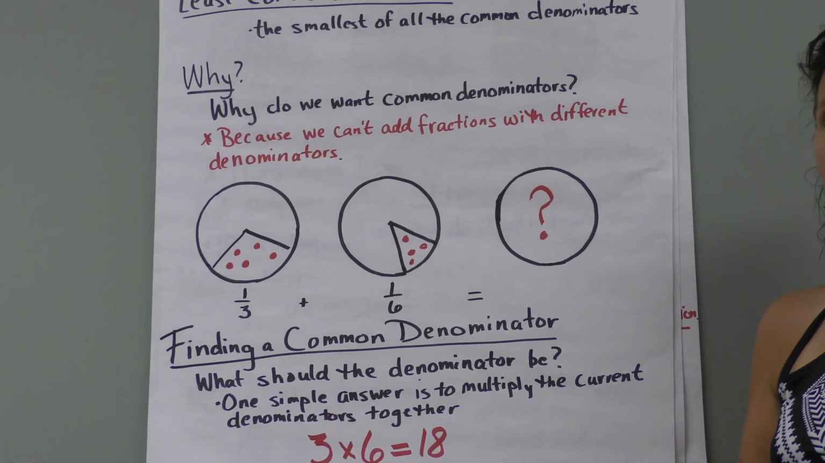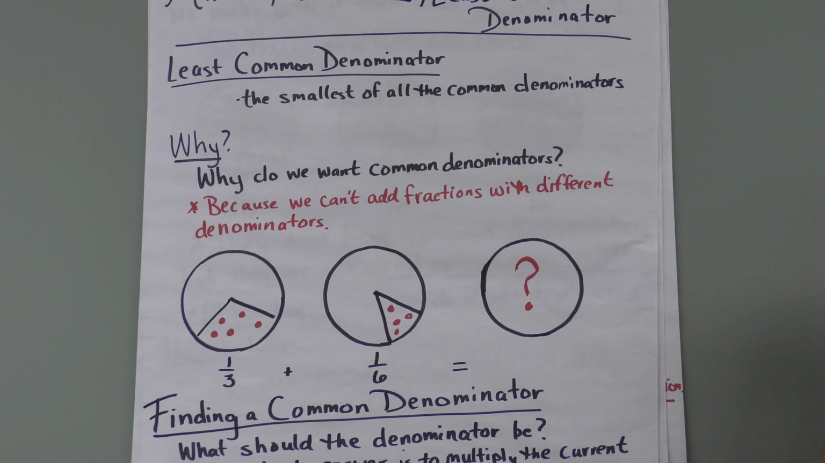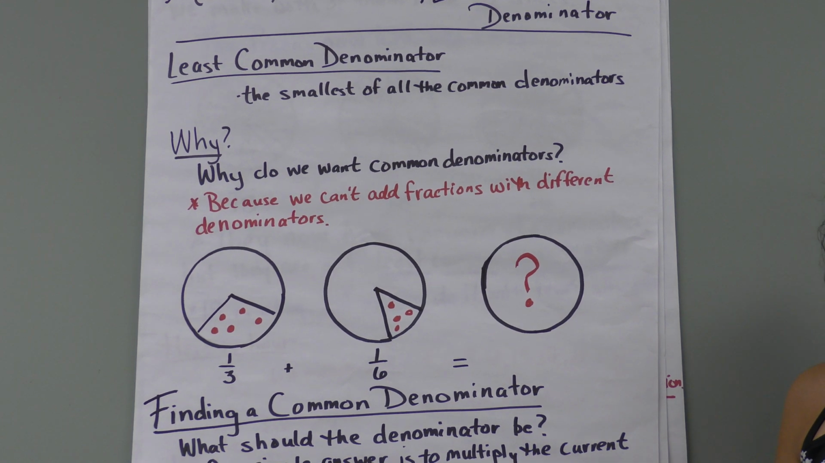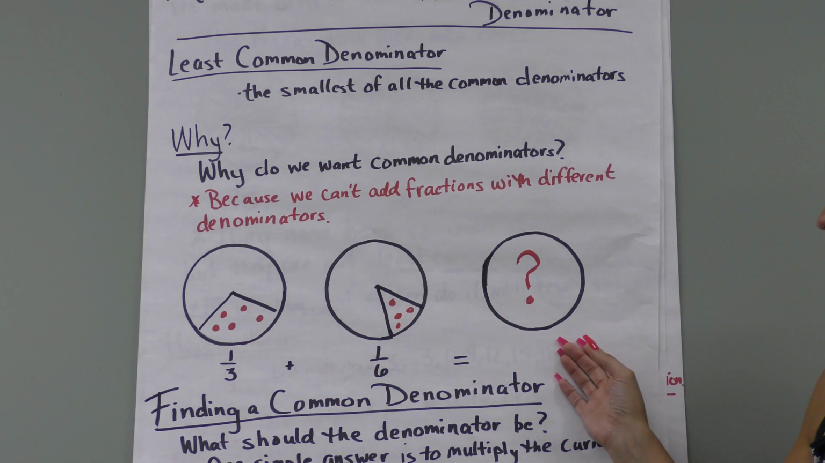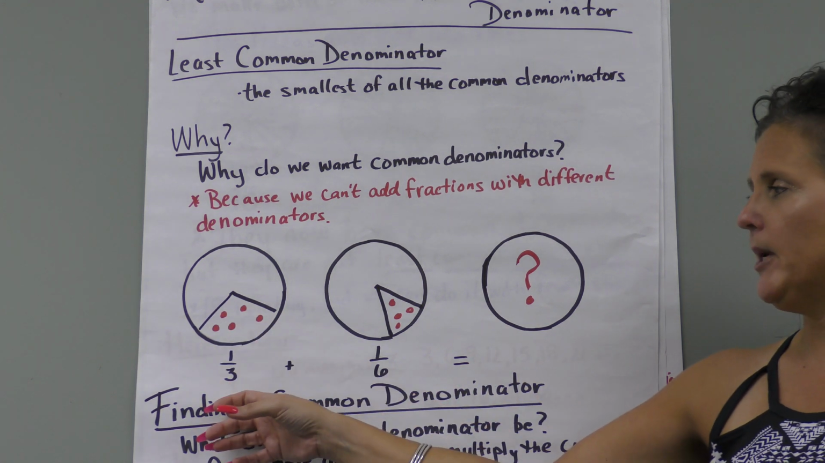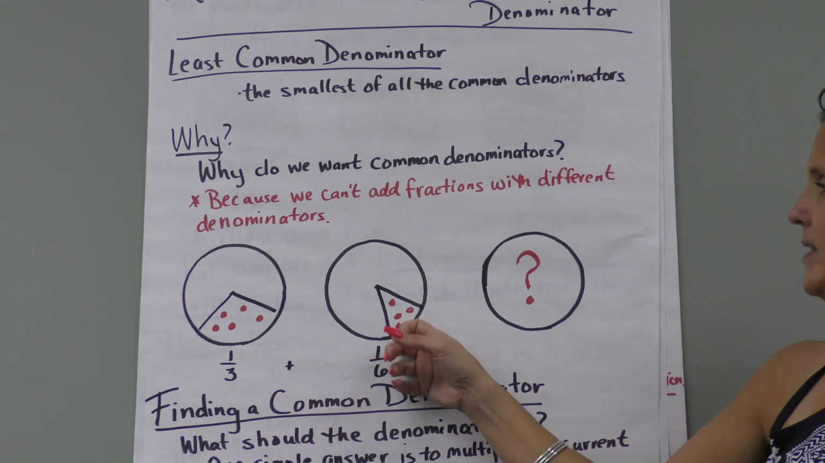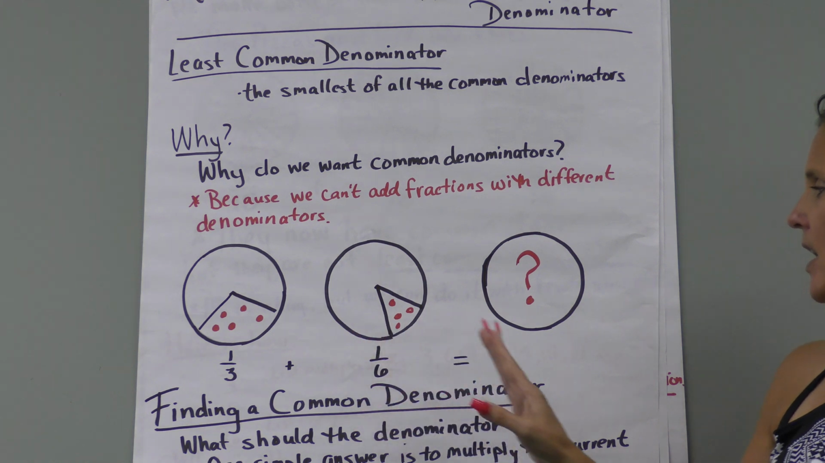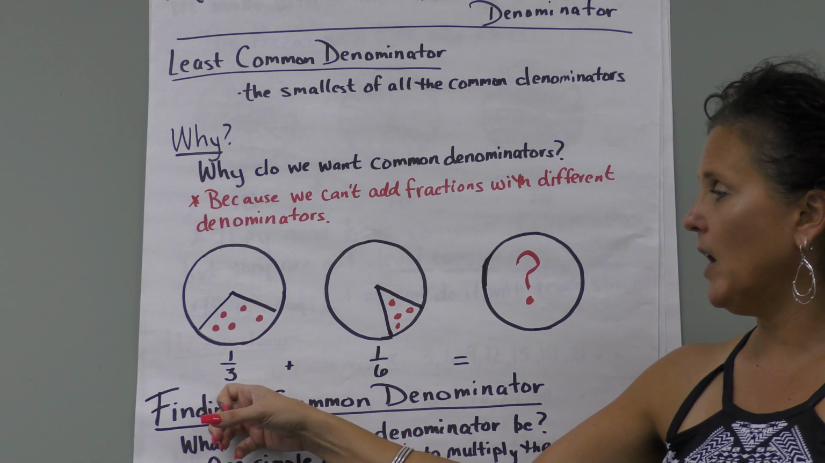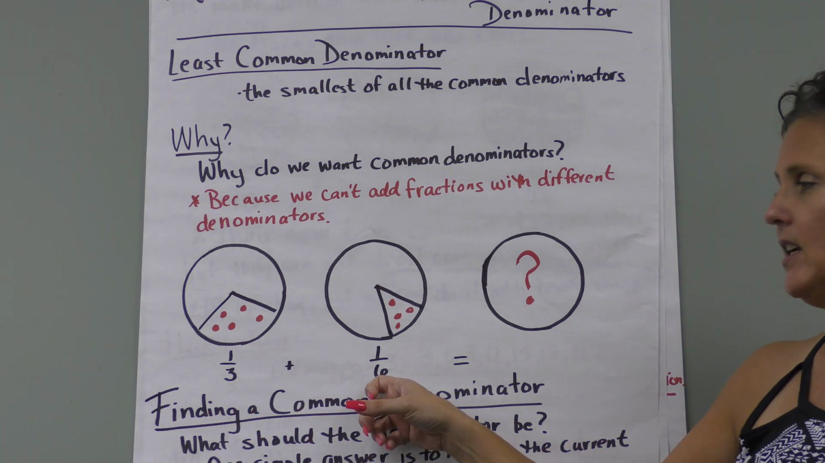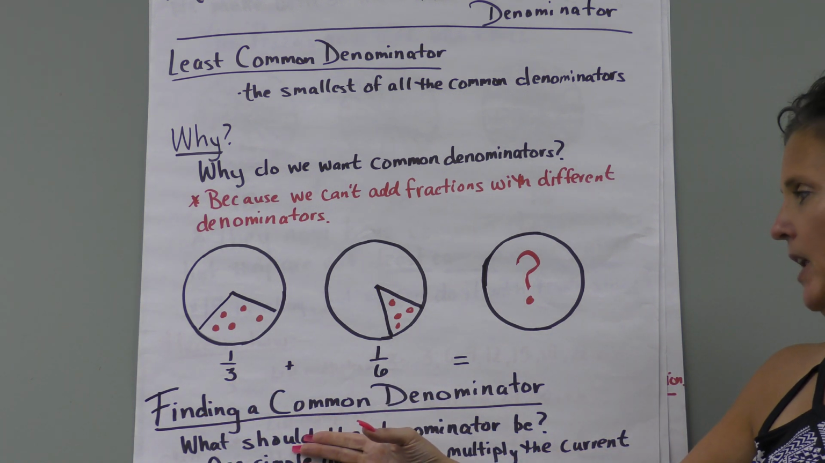Why do we want to find the least common denominator? Because we can't add fractions with different denominators. They have to have the same denominator, so therefore we have to find the least common denominator. If we're looking at our pizzas, in this instance, we have 1/3 of a pizza here, and we want to add 1/6 of this pizza here, and we'll see what our answer would be. This we can't add yet because we have a 3 here and a 6 here. So let's find the least common denominator.